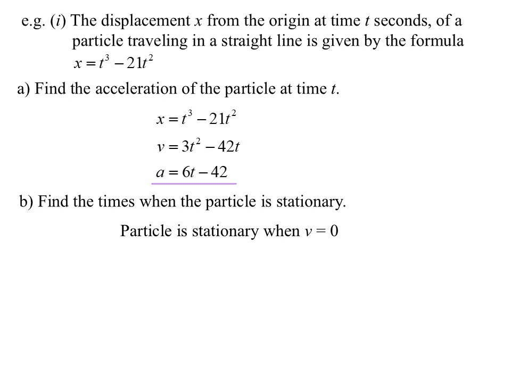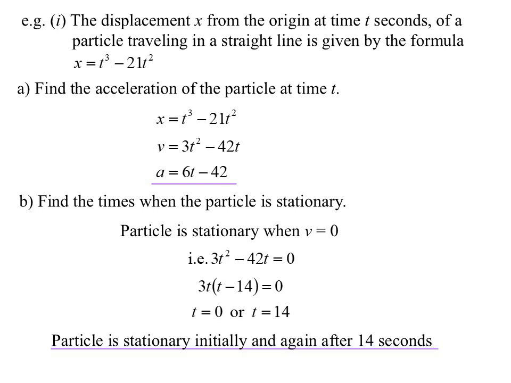Yes, I could say when the first derivative is equal to 0, like we did in curve sketching, but now I could say, well, it's when the velocity is equal to 0. That's why I'm solving this equation. And I come up with 2 possibilities, 0 or 14. And I'll answer it in words to actually explain the problem. Well, okay, it's stationary initially and then again after 14 seconds.